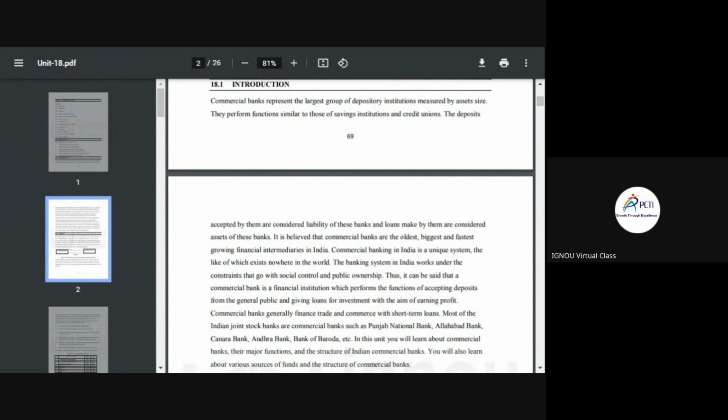So basically, commercial banking in India is a unique system, the like of which exists nowhere in the world. The banking system in India works under the constraints that go with social control and public ownership. It can be said that a commercial bank is a financial institution which performs the functions of accepting deposits from the general public and also giving loans for investment with the aim of earning profit. Commercial banks generally finance trade and commerce with short term loans, and most of the Indian joint stock banks are commercial banks such as Punjab National Bank, Allahabad Bank, Canara Bank, Andhra Bank, Bank of Baroda.